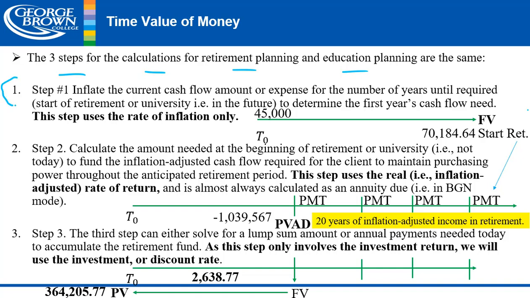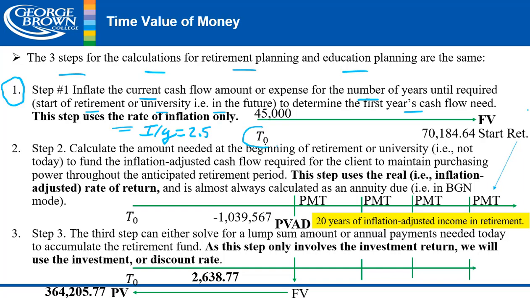So step number 1, what we need to do is we need to inflate the current cash flow amount or expense for the number of years until required. So that is the start of retirement or university. So this date is in the future, and we do that to determine the first year's cash flow need. So this step uses the rate of inflation only, and that means our I/Y is going to be 2.5. That's the rate of inflation.